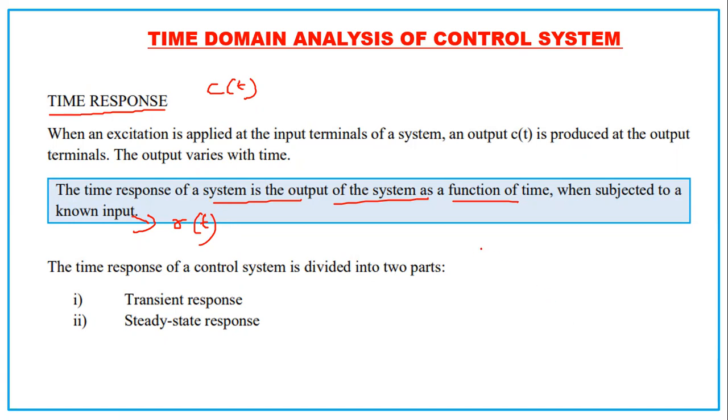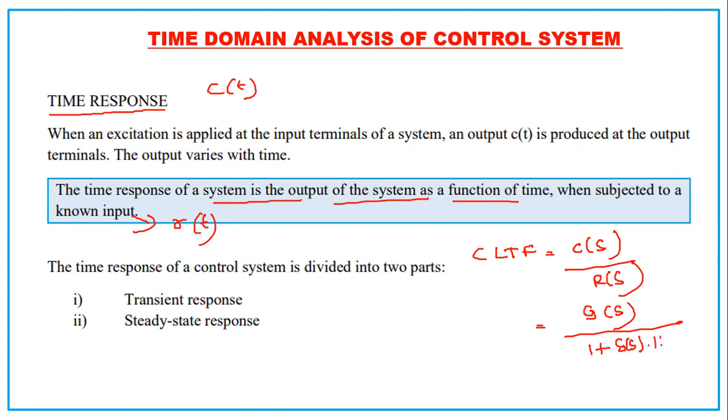So if you are writing the closed loop transfer function, you know that it is C of s by R of s. And again, we can write C of s by R of s as G of s by 1 plus G of s into H of s, where H of s is the feedback, which is equal to M of s also. Like it is the gain, output by input will be the gain.